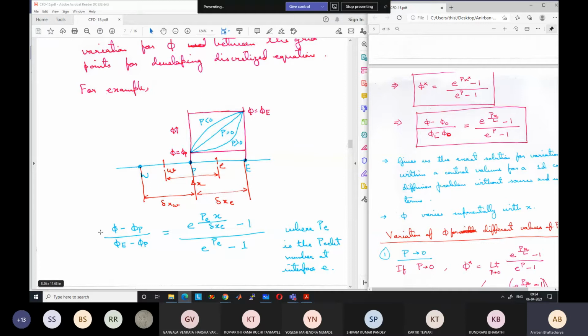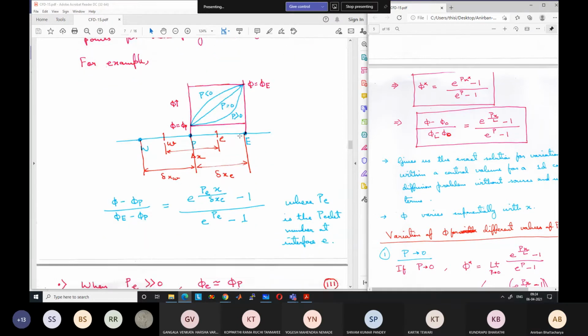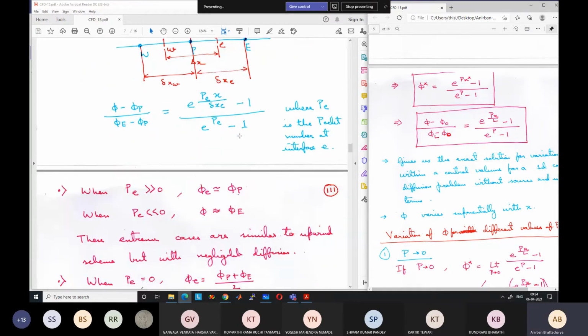And in particular, if we are interested in finding the value at the east interface, assuming that the east interface is halfway in between, we can replace x by half delta xc. Okay. And then we will be able to get what is the interface value. Questions?